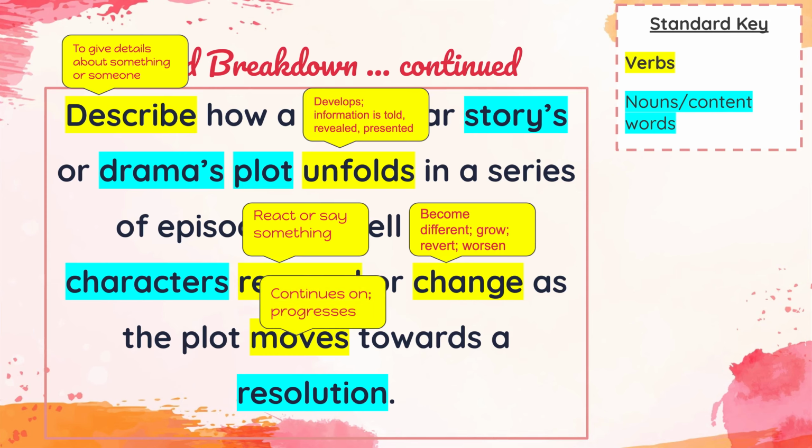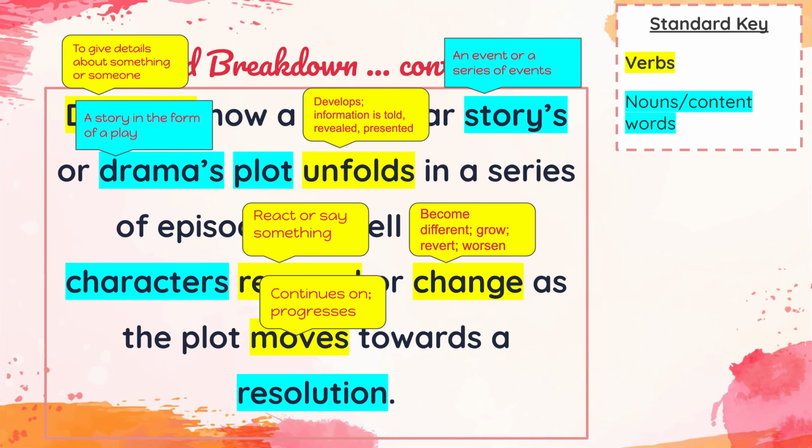So a story is simply an event or a series or a compilation of events or multiple events. Drama is simply a story that is told in the form of a play. Plot, the parts or events of a story. So all of the parts of a story come together to make up the plot. You cannot have a story without a plot.